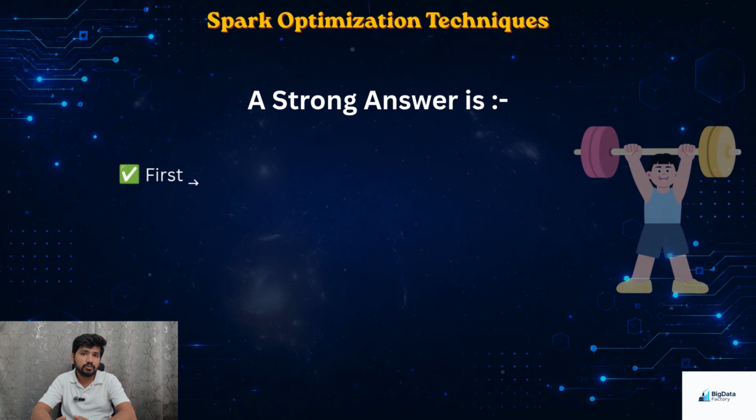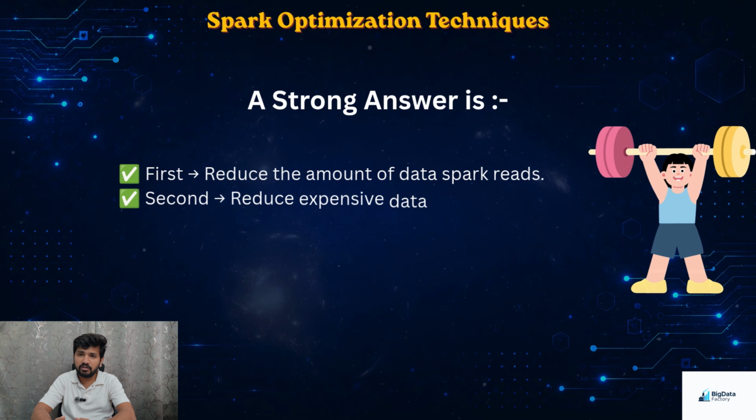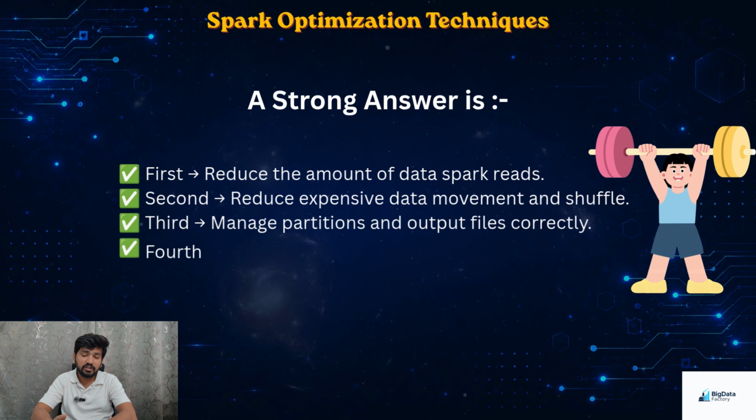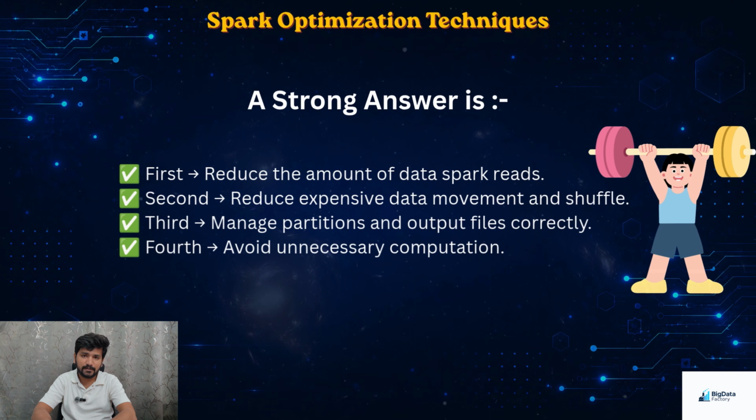A strong answer is to divide Spark performance optimization into 4 areas. First, reduce the amount of data Spark reads. Second, reduce expensive data movement and shuffle. Third, manage partitions and output files correctly. And fourth, avoid unnecessary computation. So in this video, I am going to explain the most important Spark performance optimization techniques in that exact order.